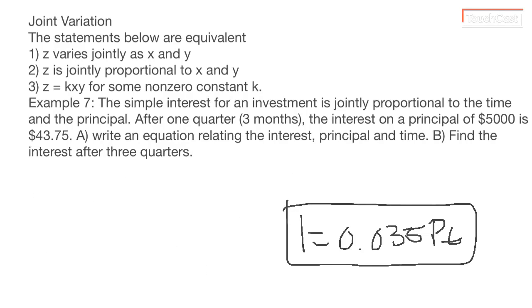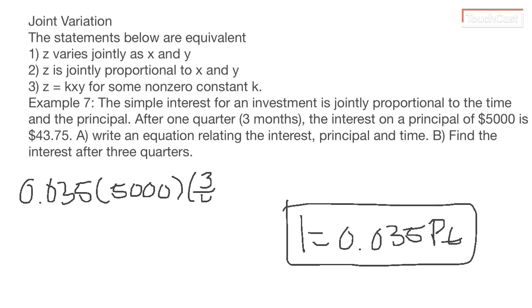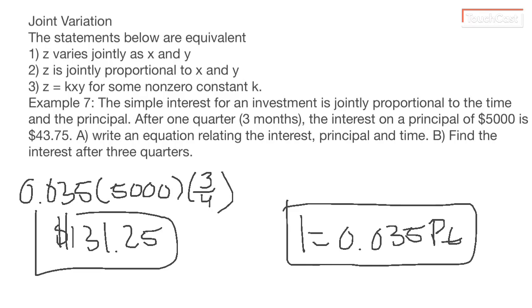Our principal is the same, so we're going to go 0.035 times 5,000. But this time we're not going to multiply by 1/4, we're multiplying by 3/4. Type it into a calculator and you'll get 131.25. That is our interest. And that wraps up Chapter 1. We're all done. We'll have a test sometime soon.